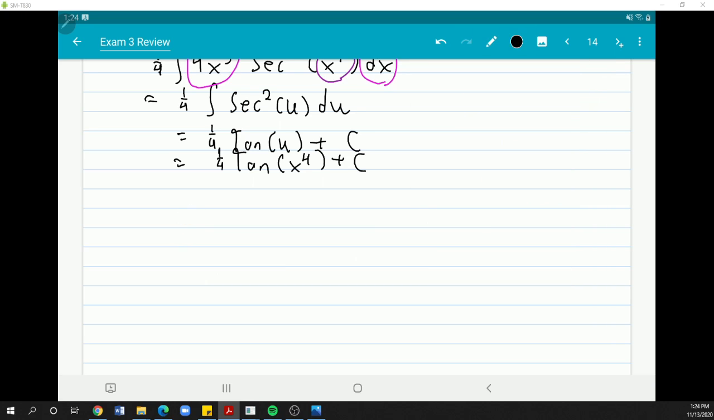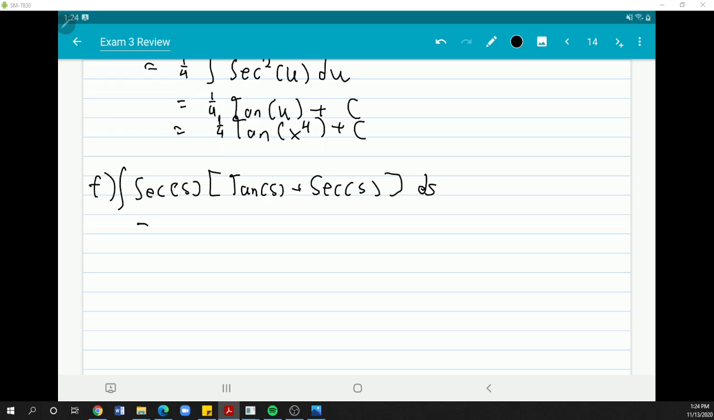Okay, so we're on F. Just got over halfway done. So I've got secant, what letter did I use? S, times tan S plus secant of S. And I'm taking an integral with respect to S. So I see secants and tangents. I don't see anything I can do at first, so I'm desperate, so I'm going to distribute.